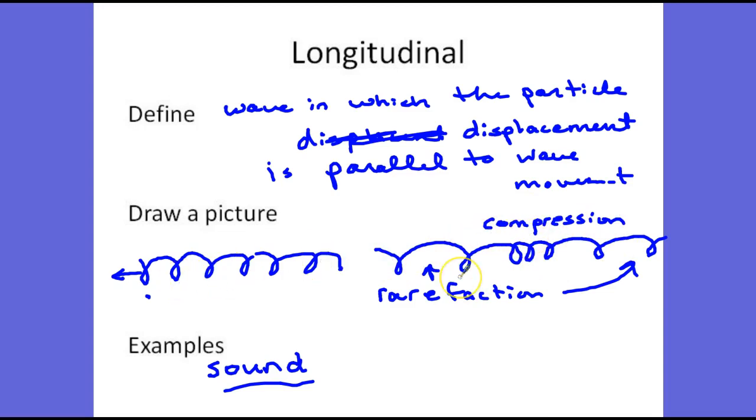And the compressions and rarefactions travel in this direction. See, the wave is traveling in this direction, and if I were to tie a little ribbon around the slinky here, I would see the ribbon go back and forth and back and forth, parallel to the direction of the wave travel.